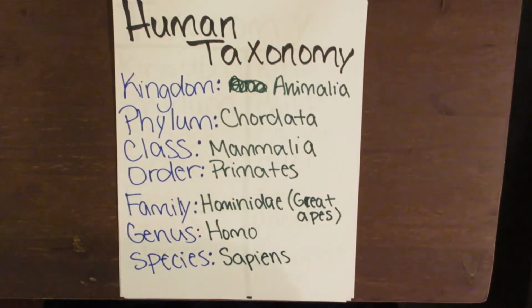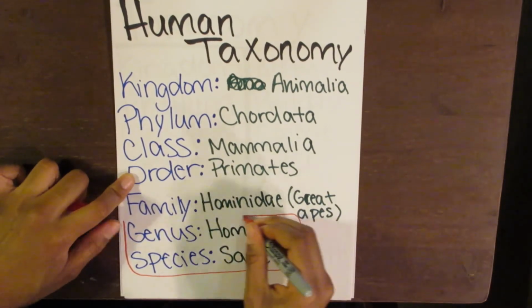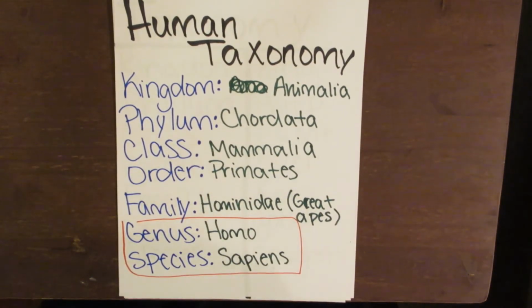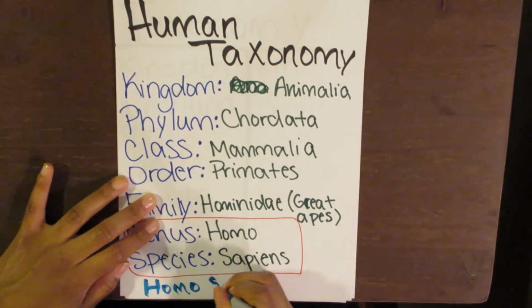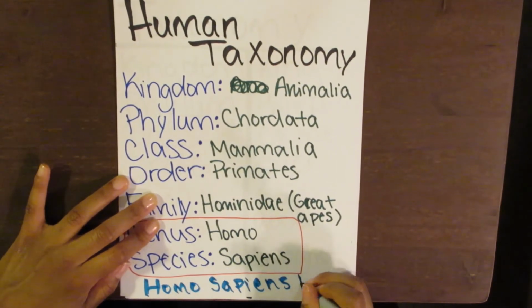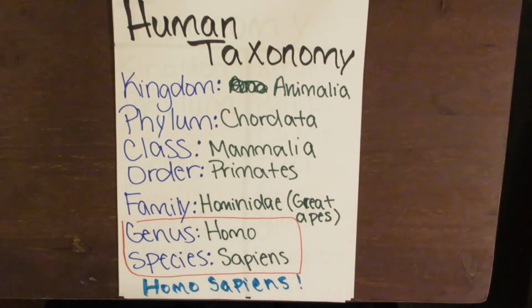Our genus is Homo and our species is sapiens. So let's go ahead and take a look at that genus and that species. So this is what we use to tell an organism's scientific name. So if we're looking at humans, we are Homo sapiens. That's going to be our scientific name.